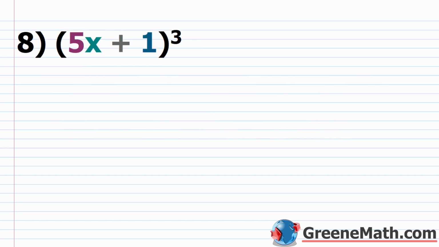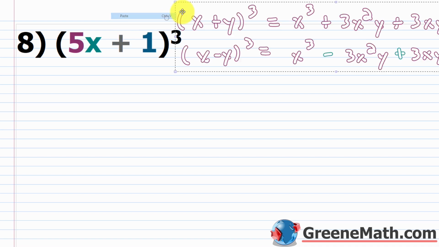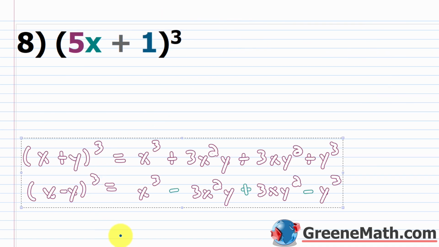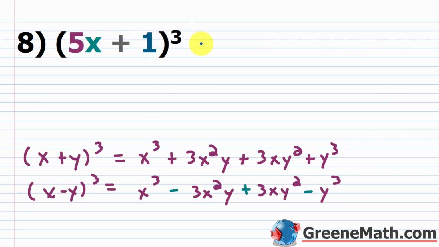Okay, let's look at problem number 8. So we have the quantity 5x plus 1 being cubed. Again, let me paste this little formula and bring that back in for us. So now we want the top one here. Again, when we talk about x, it's whatever this first position is. When we talk about y, it's whatever is in this second position here. So you just basically replace everywhere there's an x with 5x, and you replace everywhere there's a y with 1. Okay, that's all you're doing.